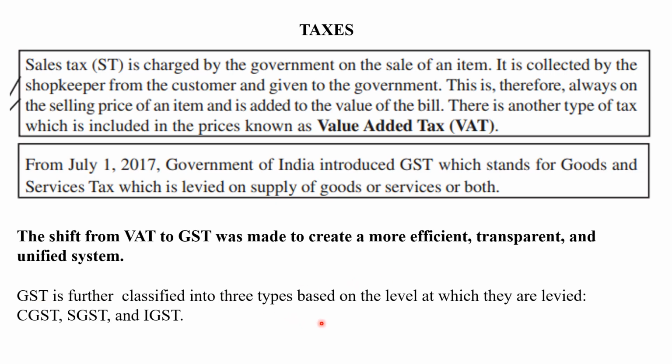GST is further classified into three types based on the level at which it is levied: CGST, SGST and IGST. CGST is levied by the central government on supply of goods and services within the same state. SGST is levied by the state government on supply of goods and services within the same state, whereas IGST is integrated goods and services tax. It is applied when goods and services are sold from one state to another state.